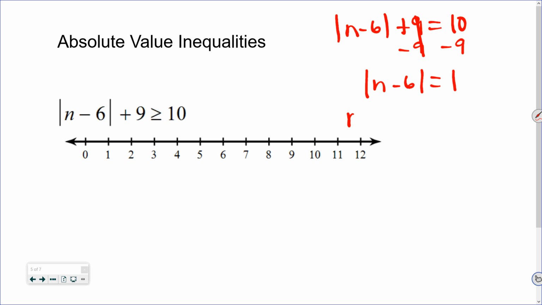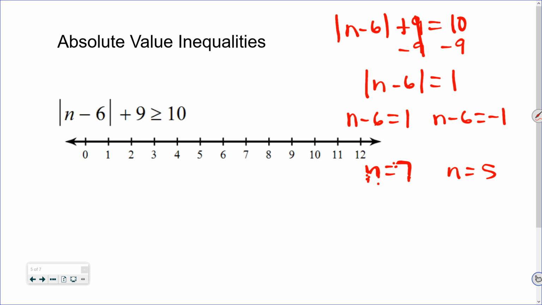Write your two different equations. n minus 6 equals 1. n minus 6 equals negative 1. Add the 6 over on this one, so you get 7. Oops, sorry about that. So n would equal 7. And then over here, add the 6 over, so n would equal 5.